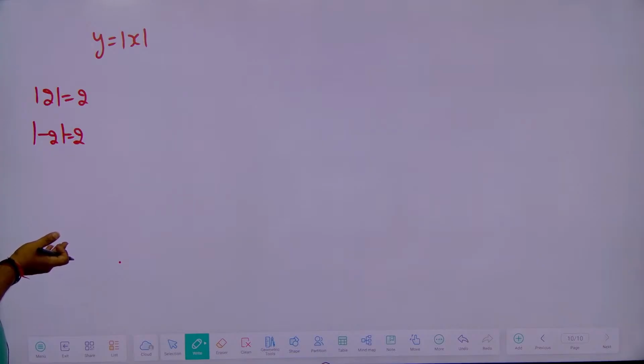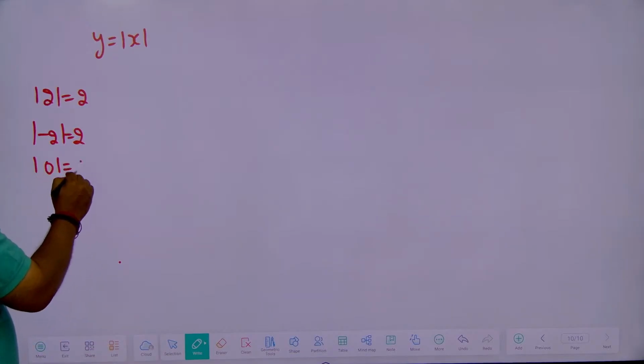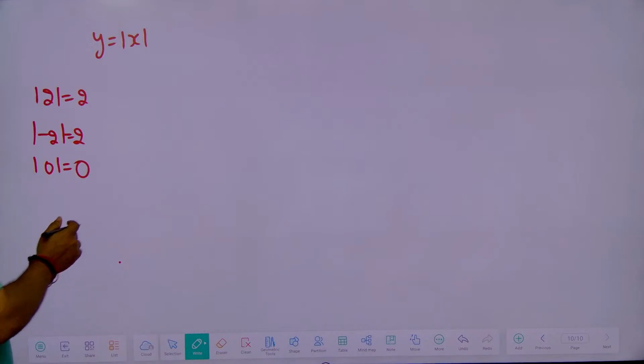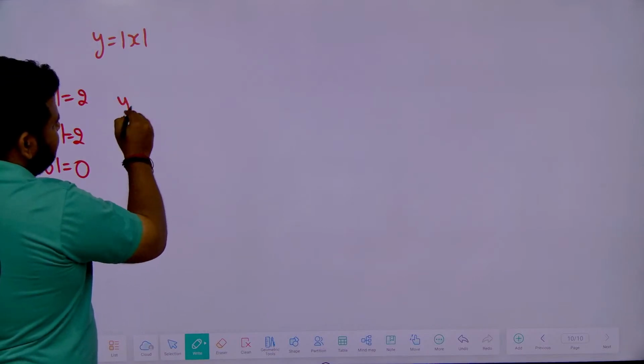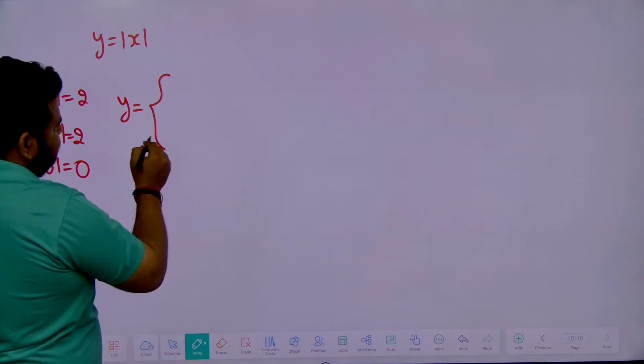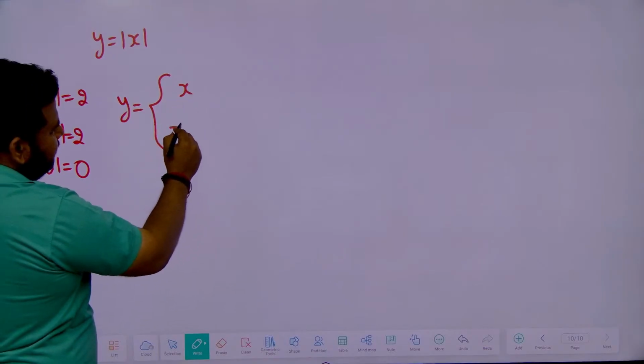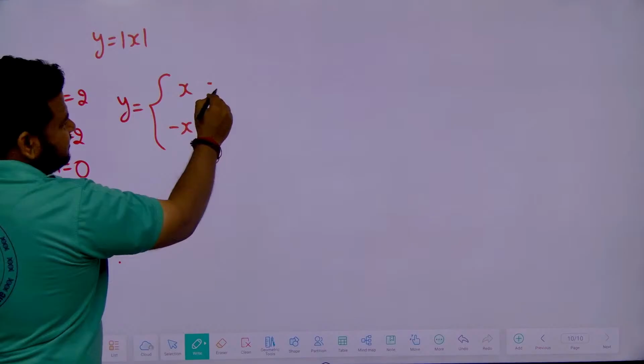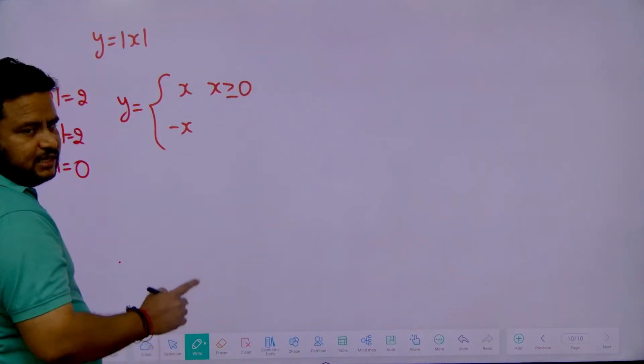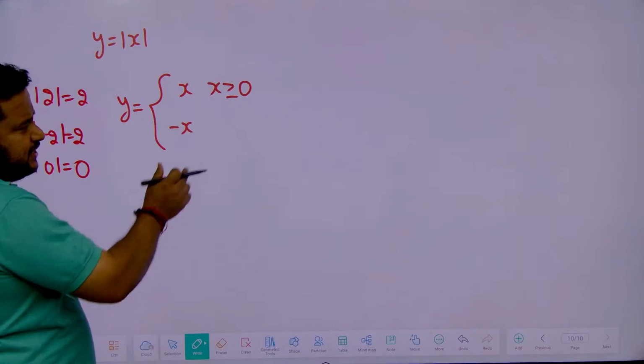Displacement is vector or scalar? Okay, modulus of 0 is 0 only. So y is equal to mod x, we can write it as a piecewise function. Don't worry, not the piece which you think. Y is equal to mod x means you can take two values, x and minus x. When will you take the positive value of x? When x is greater than or equal to 0. Even when x is equal to 0, you will get x.